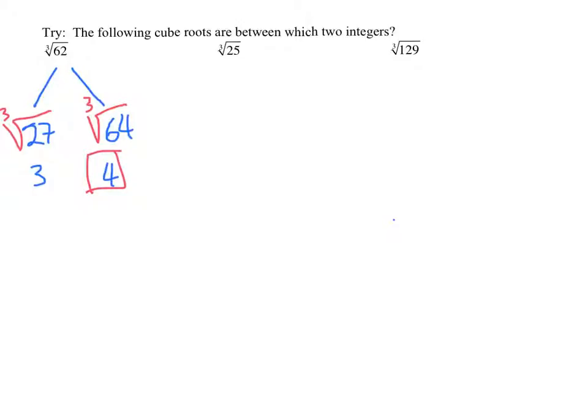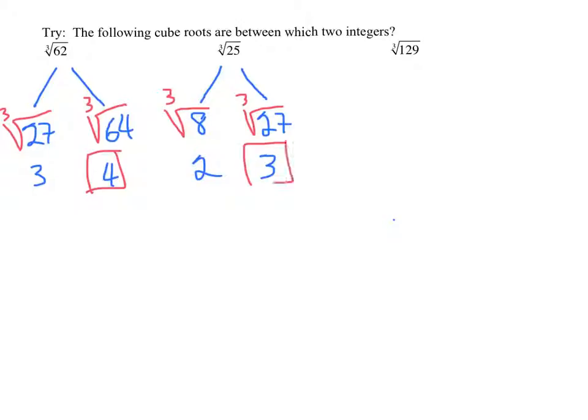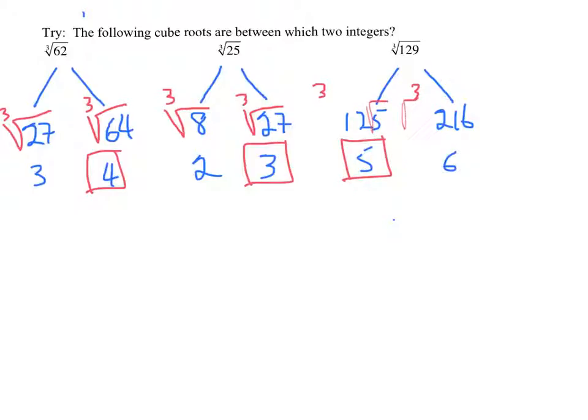Now turn the video off and try the next two. The nearest perfect cubes to 25 are 8 and 27. We cube root these numbers to get 2 and 3, and 3 is closer. Next we're going to cube root 129. The nearest perfect cubes are 125 and 216, so we're going to cube root these. And the winner and still champion is number 5. See ya.